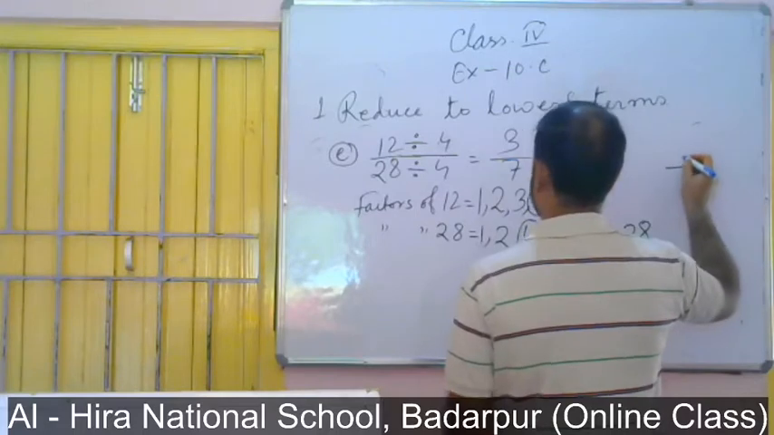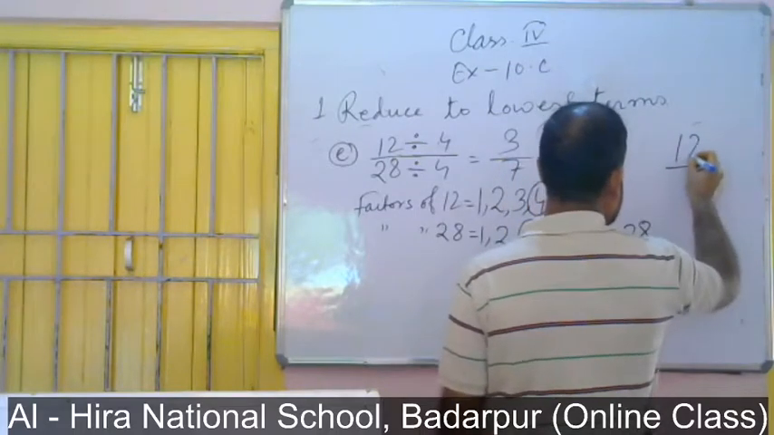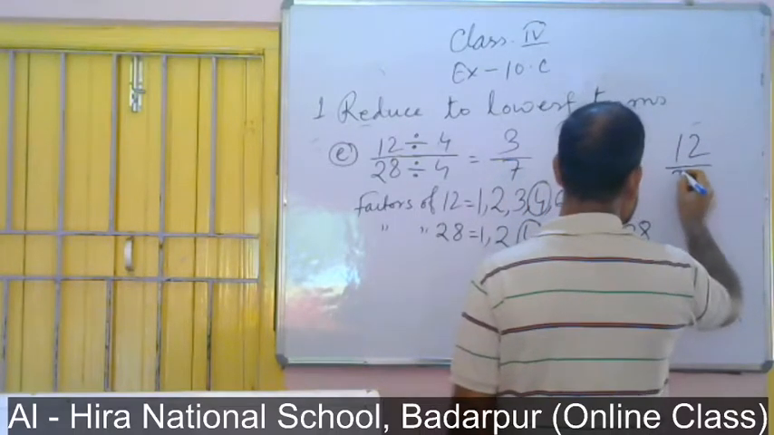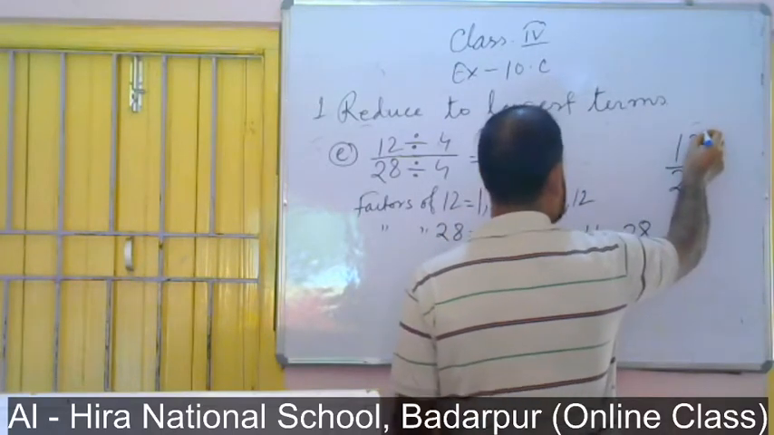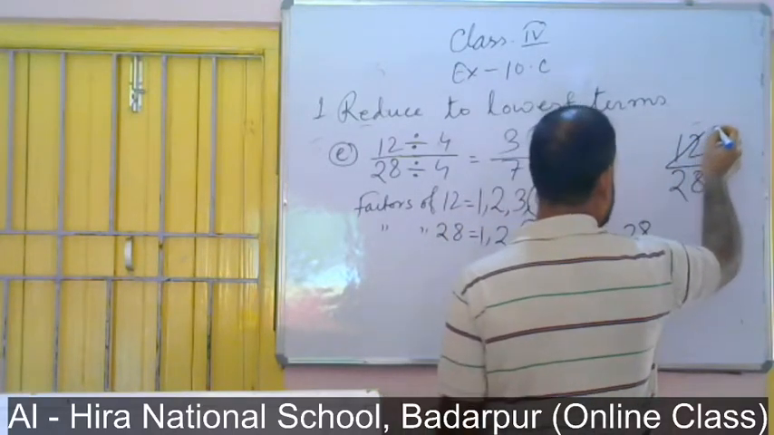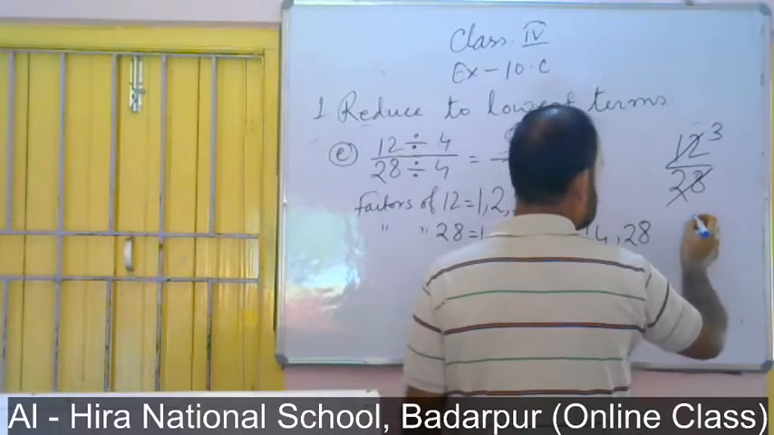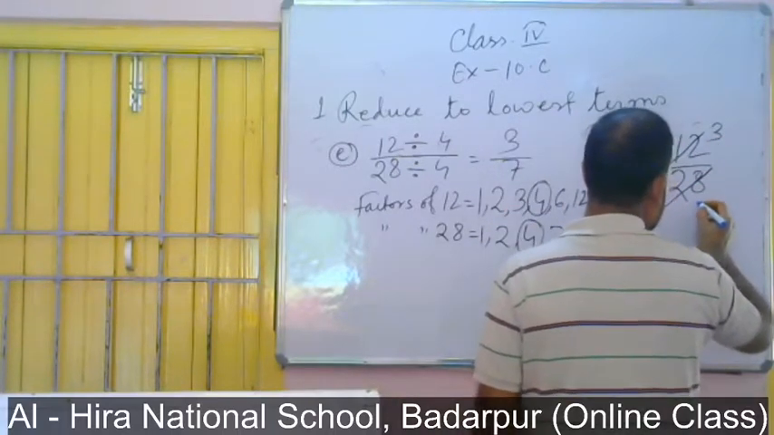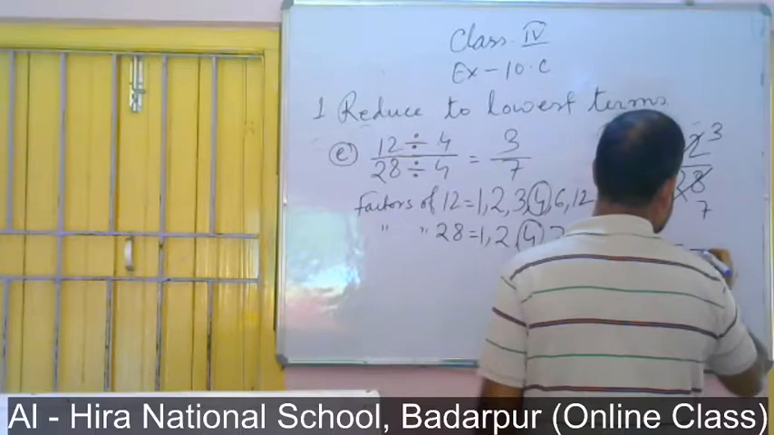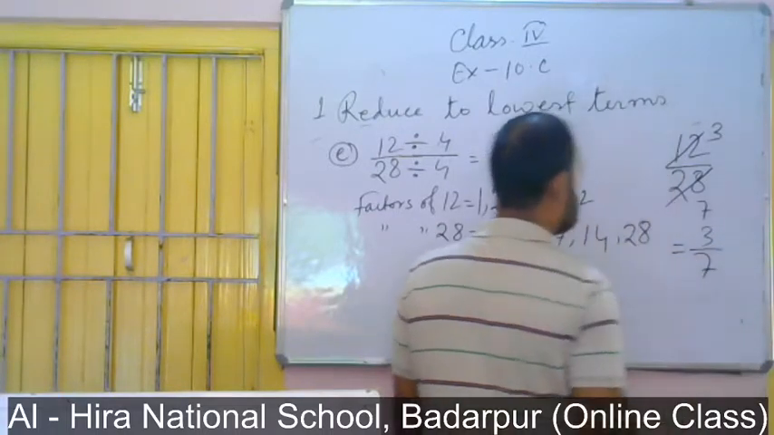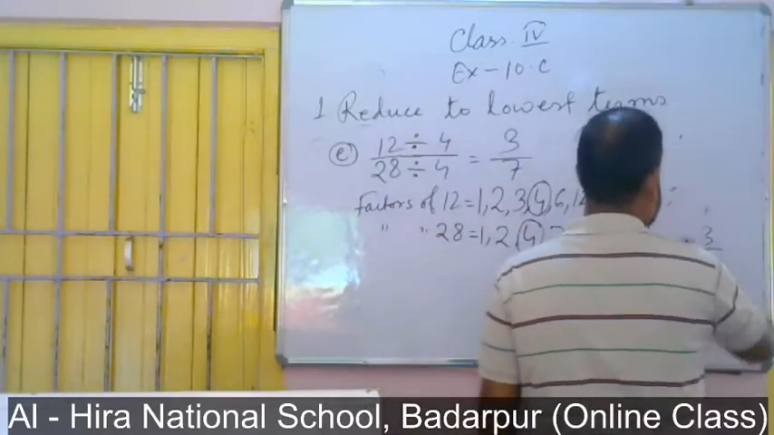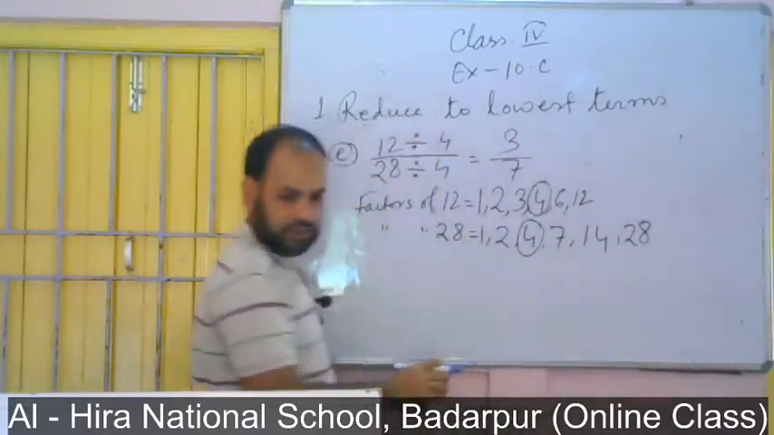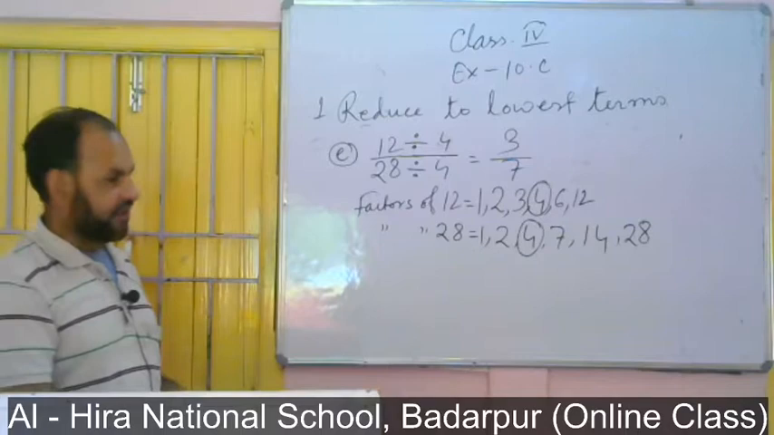And we can do it like this also: 4 times 3 is 12 and 4 times 7 is 28. Answer is 3 by 7. Like this also we can do. Next, question number F.